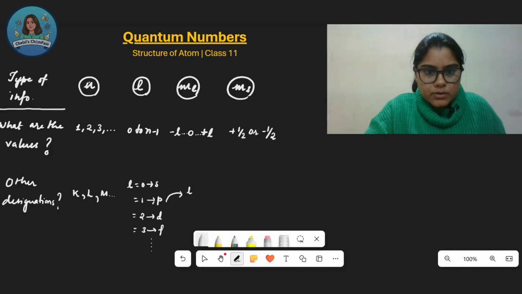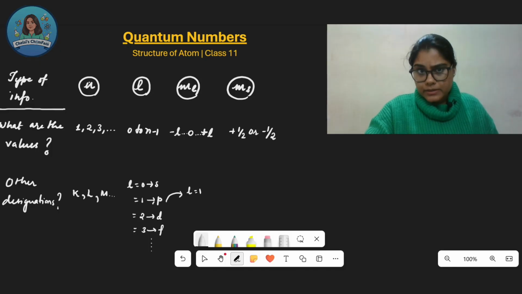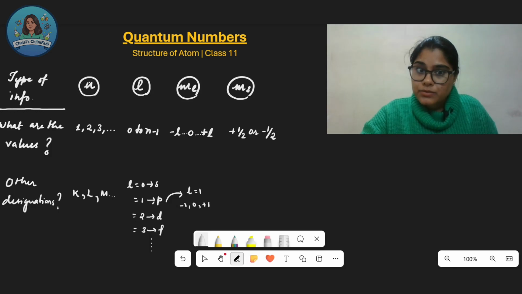Let's take one case over here. Suppose l is equal to 1, that is the p subshell. There could be three possible values, isn't it? Minus l, so on till 0, up to plus l. So it will be minus 1, 0, and plus 1. So when l is equal to 1, it means the p subshell.